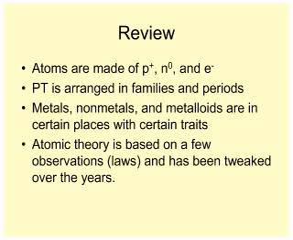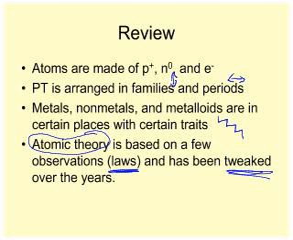To review: atoms are made of protons, neutrons, and electrons. The periodic table is arranged in families, columns, and periods, rows. Metals, nonmetals, and metalloids are in certain places with certain traits. You should be able to identify those. You should be able to find the stair-step thing. Atomic theory is based on a few observations, laws. Remember, these laws are based on observations. They kept doing experiments, and they kept looking at the results, and they played around with the math, and the atomic theory has been tweaked over the years, which is why poor Dalton doesn't have things as perfect as he would like them to be.